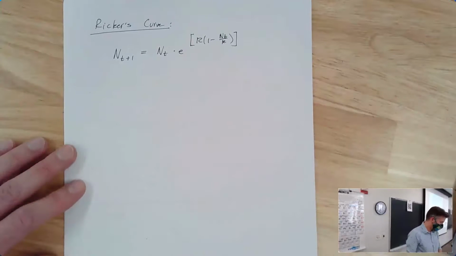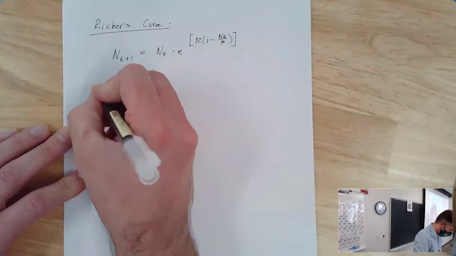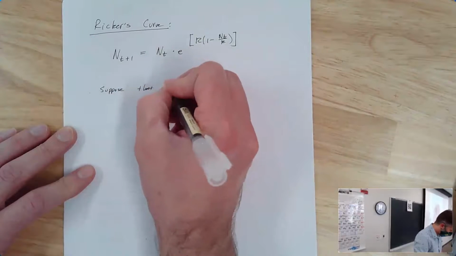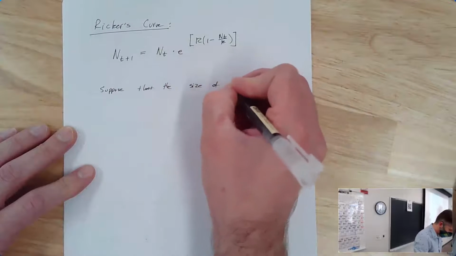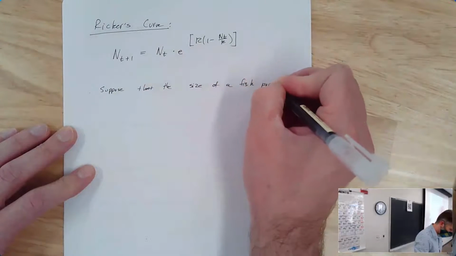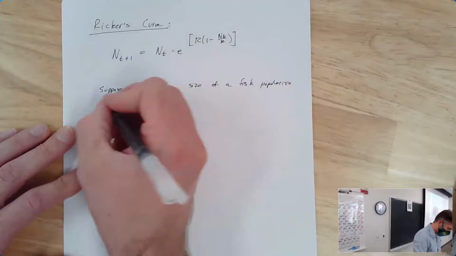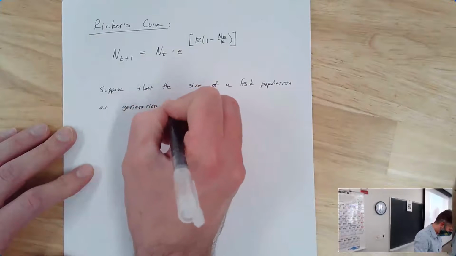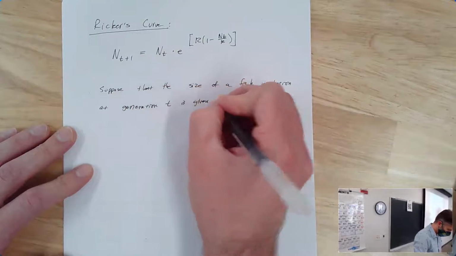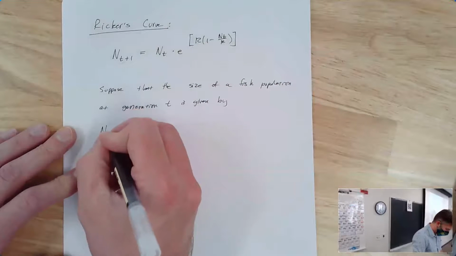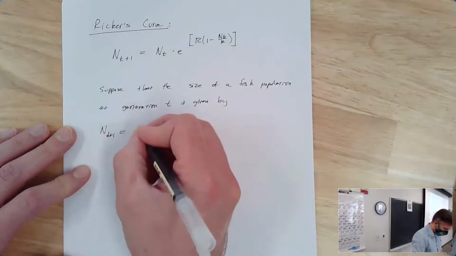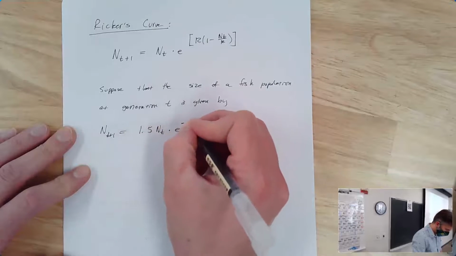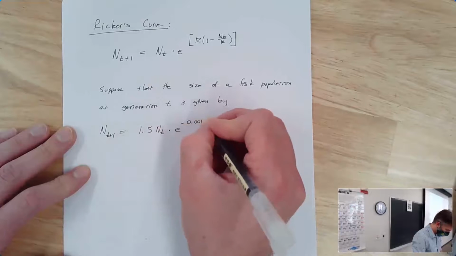So here is an example of that. Suppose that the size of a fish population, at generation t, is given by the following. N sub t plus 1 is equal to 1.5 times N sub t times e to the negative 0.001 times N sub t.